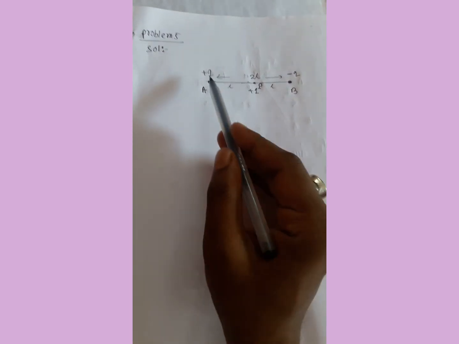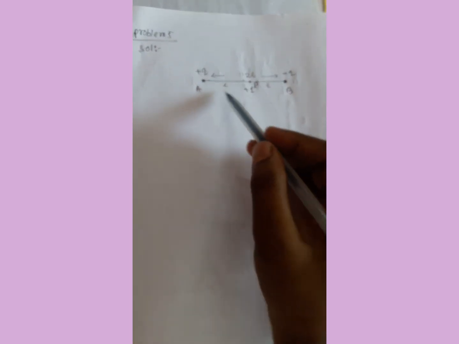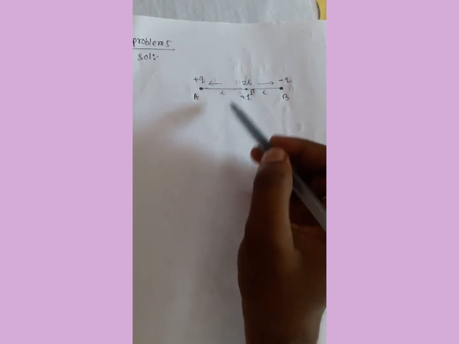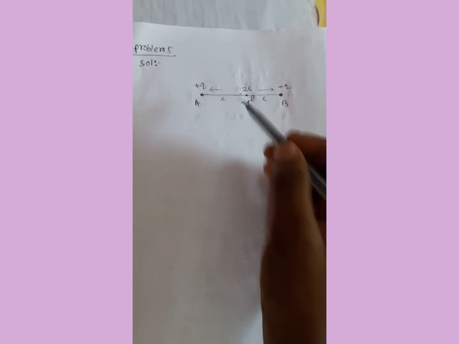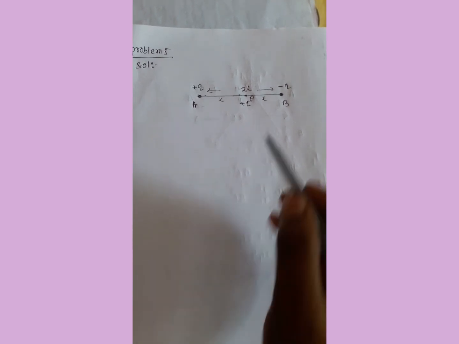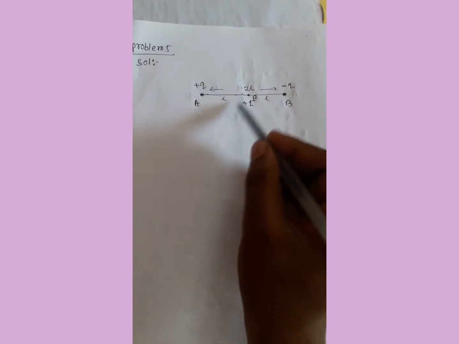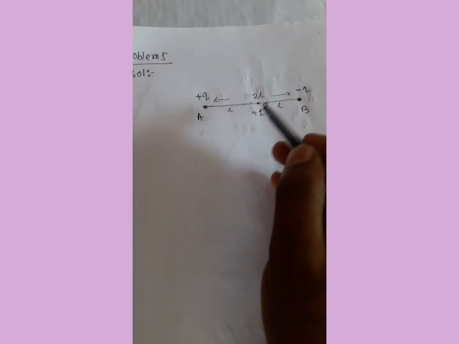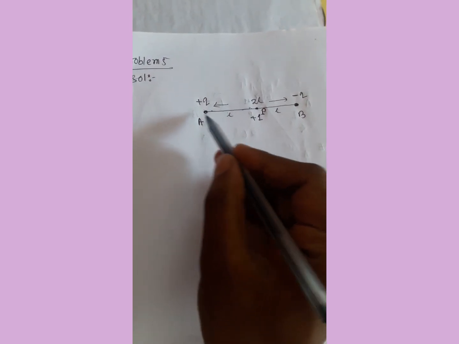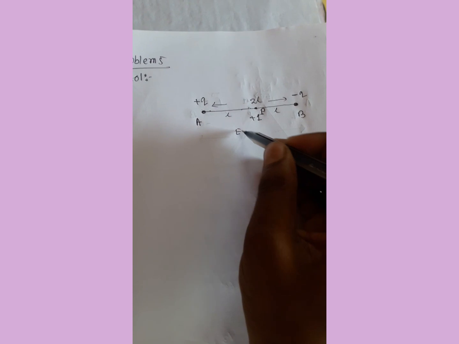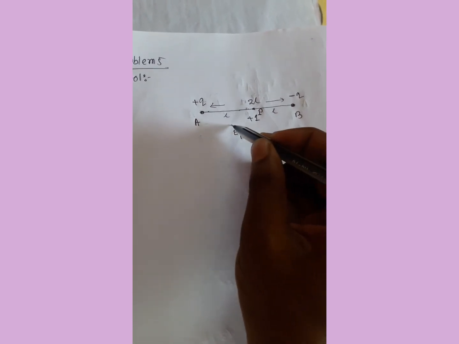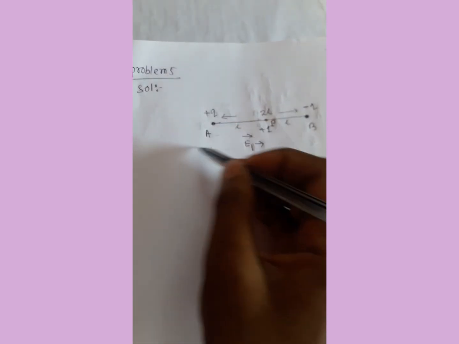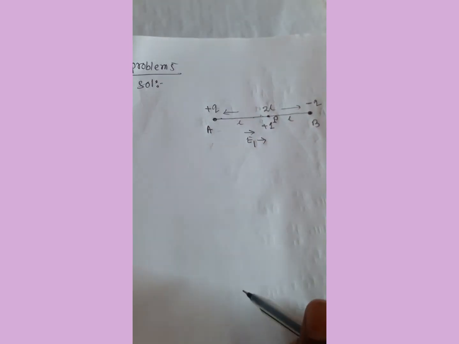Here two point charges plus q and minus q are placed at the points A and B respectively. The distance between the charges is 2l and P is the midpoint of the two charges. For our convenience, we place a unit positive charge at the point P. Now, the electric field at the point P due to the point charge plus q is E1, and this is along AP, because the unit positive charge will be pushed by the positive charge placed at A.